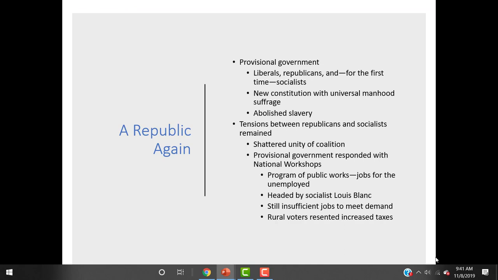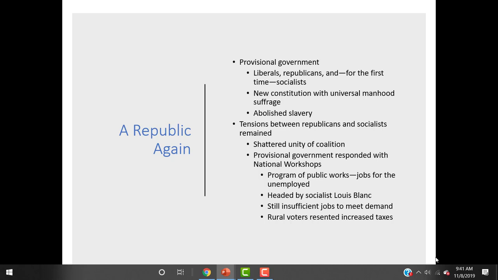Liberals, Republicans, and for the first time, socialists. A new constitution with universal manhood suffrage, and we're going to abolish slavery. Again, I thought we already did that. Tensions between the Republicans and the socialists were still there, and any hope of a coalition was totally shattered.